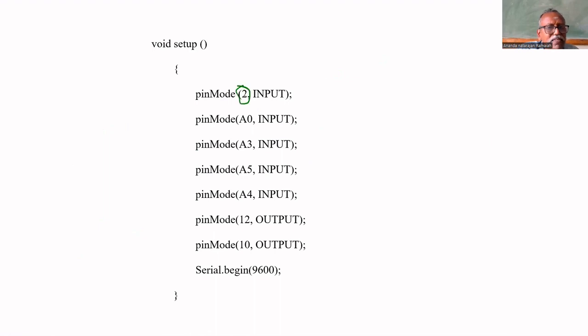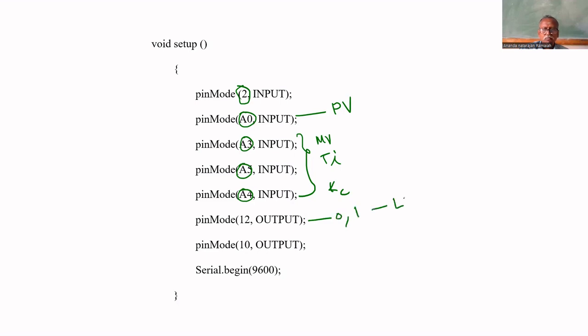The second pin is assigned as input. A0 is analog input, A3 also analog input, A5 also analog input, A4 also. Three of these are for the manipulated variable, Ti and Kc, and this one is for PV. The 12th pin is digital output, 0 or 1, to make the LED glow. This output is pulse width modulated output, to give the input to the 4th order process, 1 by s plus 1 to the power 4. Input is given here.